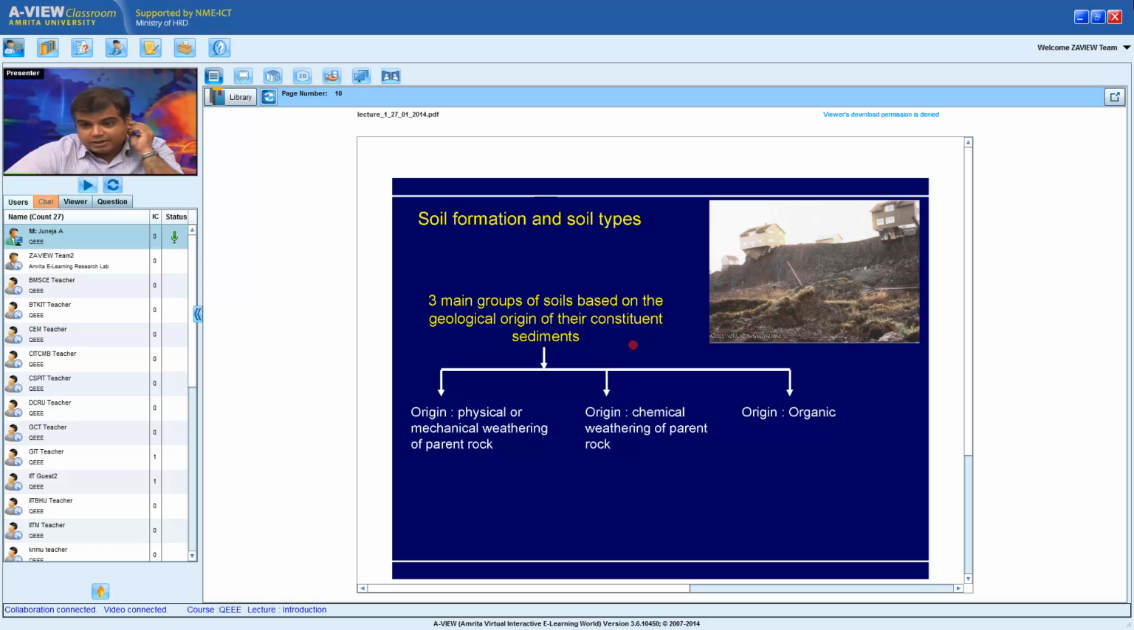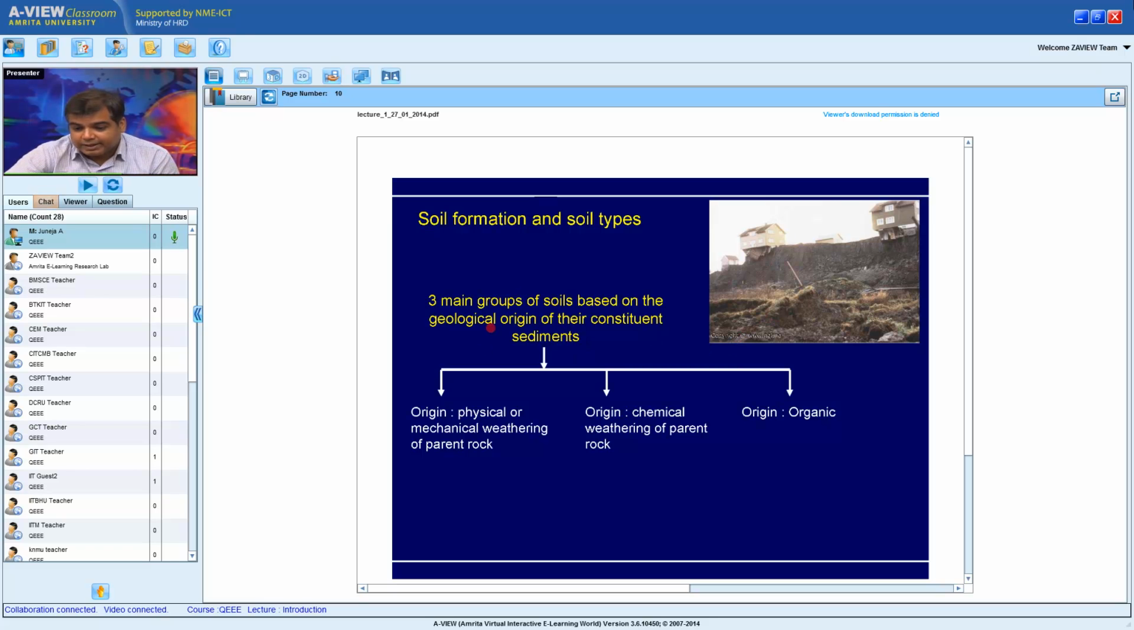This leads to our interesting topic: how the soils are formed and what are the different types of soils. In fact, this snap over here on the right hand side is taken from the same video, the link which I had provided. I hope you will enjoy this video.